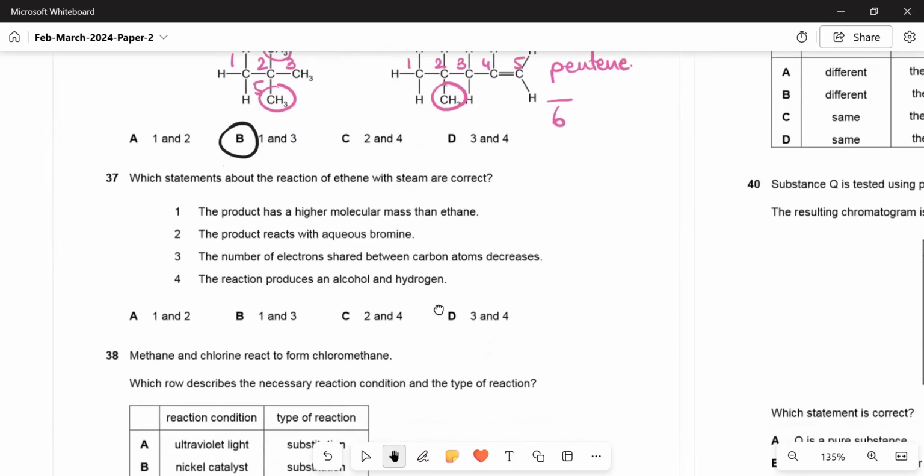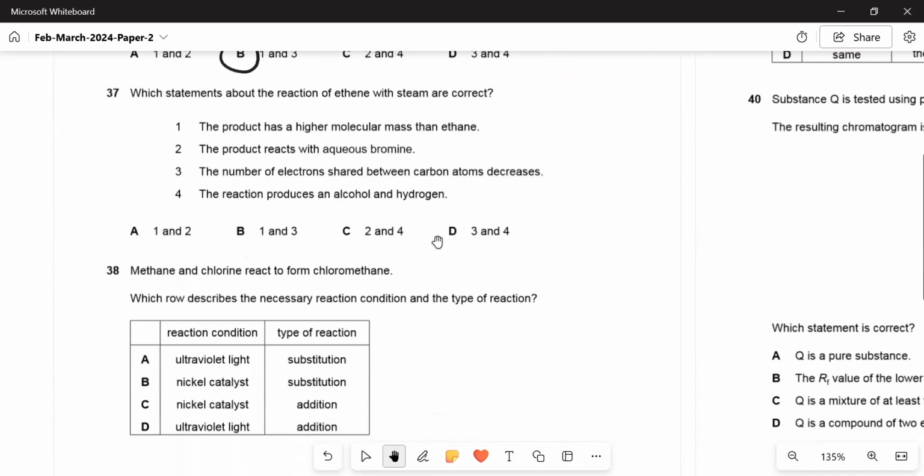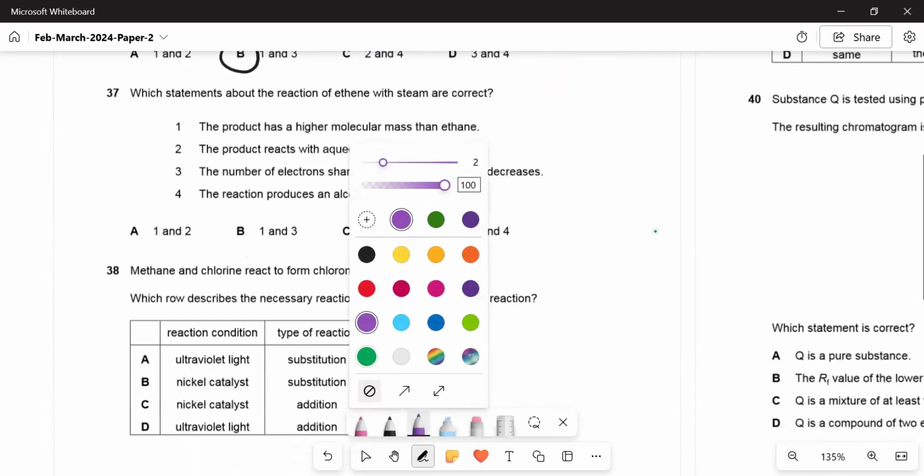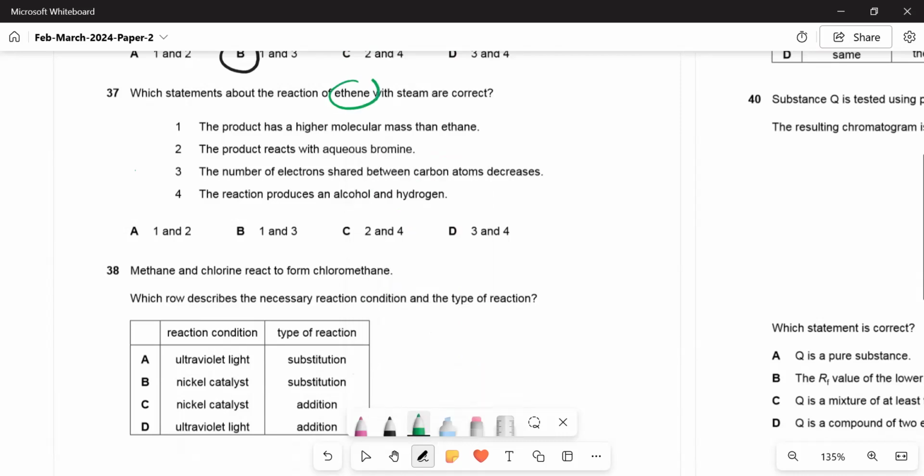Question number 37. Which statements about the reaction of ethene with steam are correct? The reaction of ethene with steam gives us alcohol. It gives us ethanol. This is a catalytic addition. The product has a higher molecular mass than ethene.